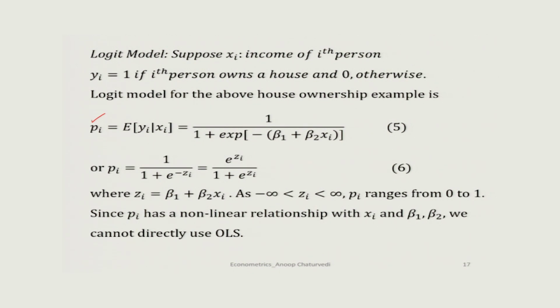So, if we use this kind of model, that is the logit model, then this logit model ensures that p i lies between 0 and 1, whatever the values of beta 1, beta 2 and x i are. Further, p i has a non-linear relationship with x i and beta 1, beta 2. So, we cannot directly apply the OLS procedure, because you have a non-linear function here.